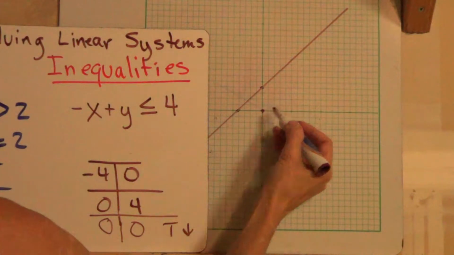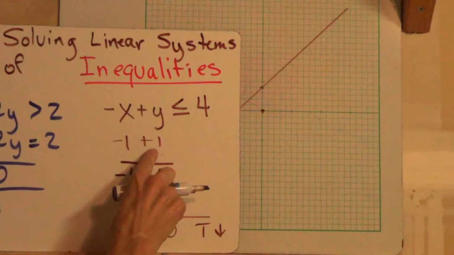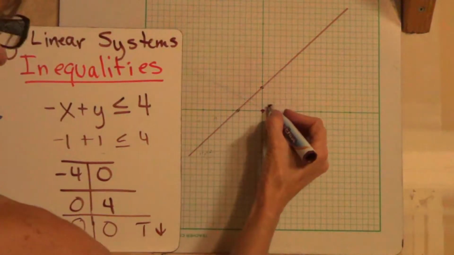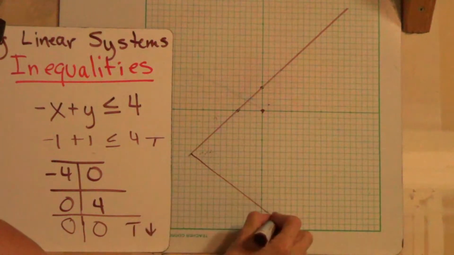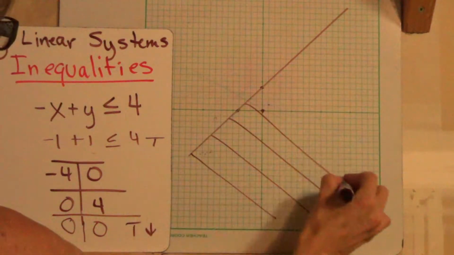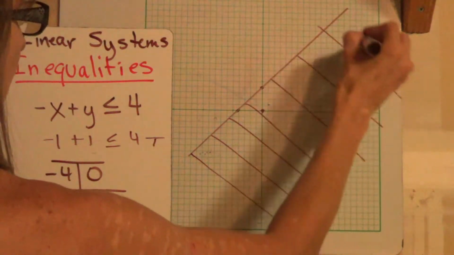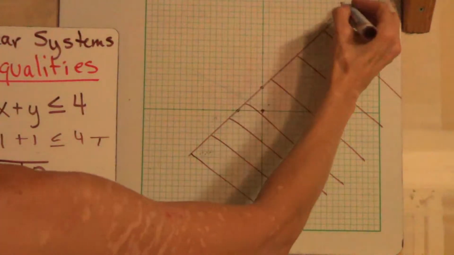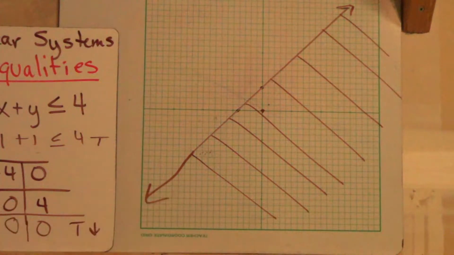Why don't we grab negative 1, 1? Negative 1 plus 1, that would be 0. That would be less than 4. So both of these have come out true, and they're below the line. So I'm going to go ahead and shade to this side of the line. Now I just do a few lines, just in case I make a mistake, then it's easy to correct that shading. I do want to extend my arrow tip, showing that this goes on and on forever.